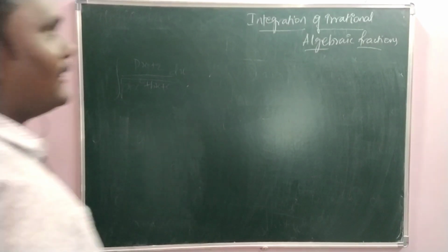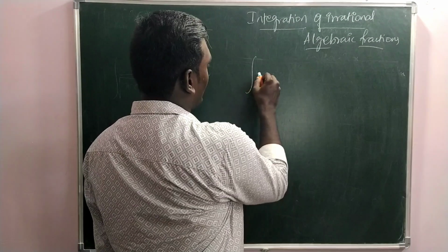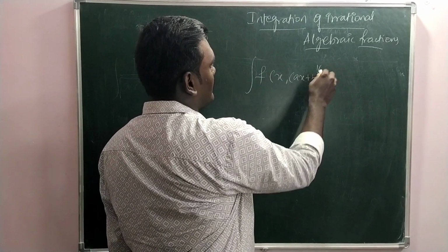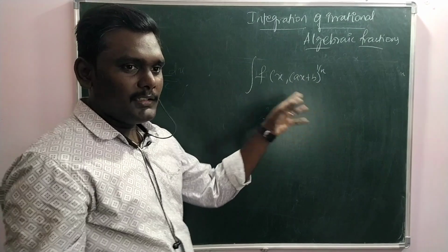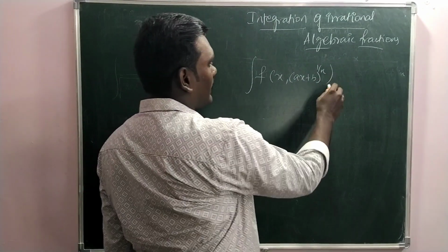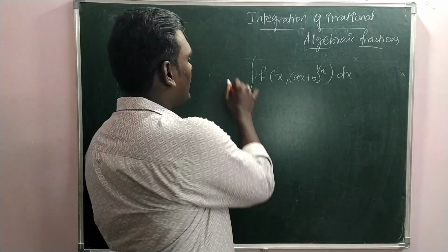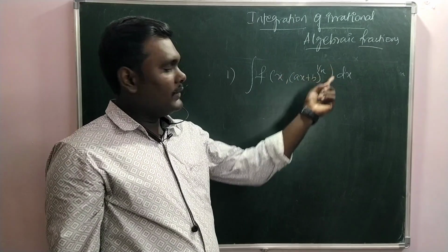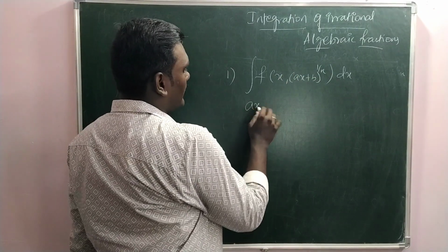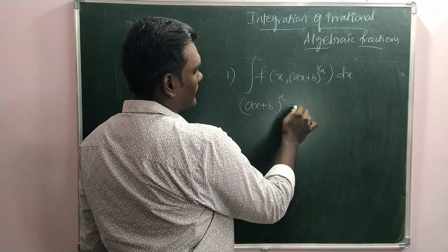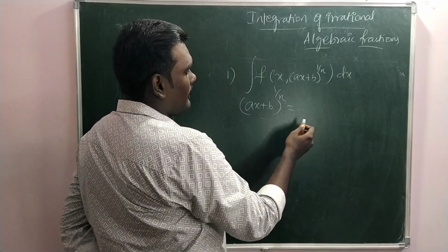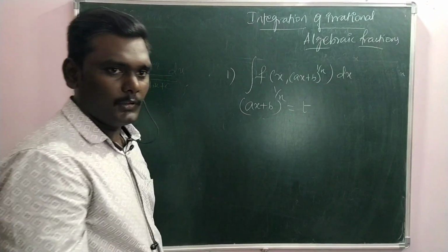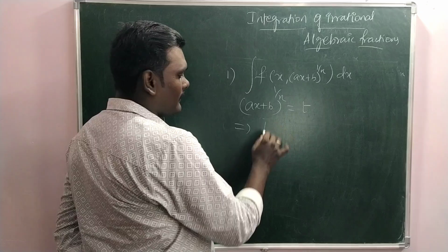Integrals that contain irrational things, for example an integral of a function which includes x as well as something raised to 1 by n, meaning the nth root. If we have to integrate them, we can make a proper substitution. Wherever (ax plus b) whole power 1 by n comes, we can substitute that particular (ax plus b) whole power 1 by n as t. That gives us the substitution. This is the standard substitution.